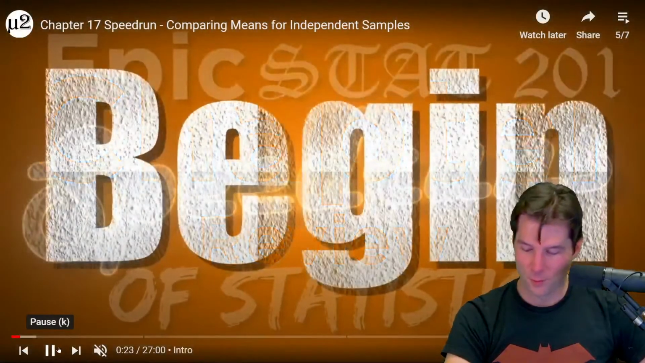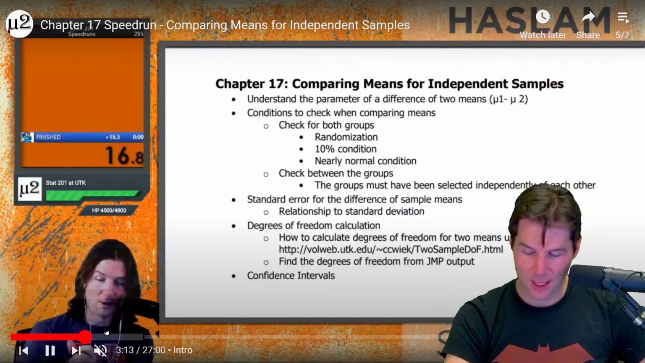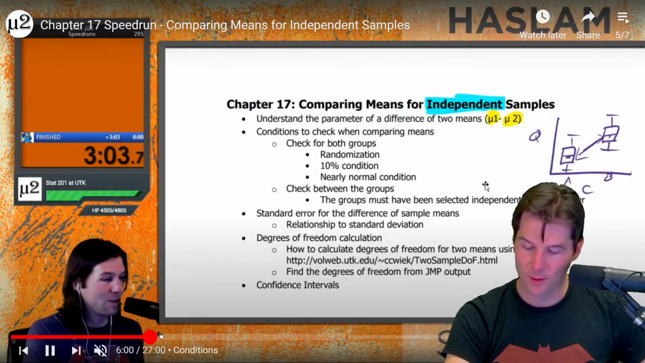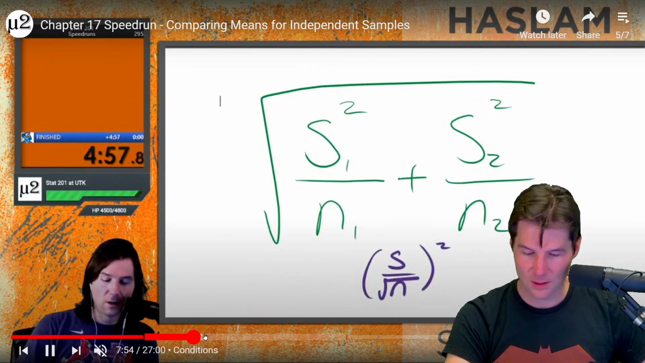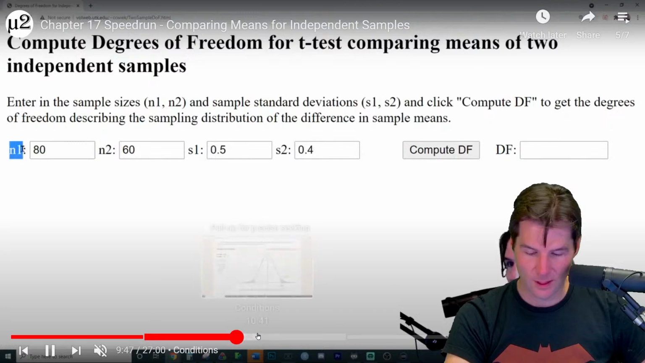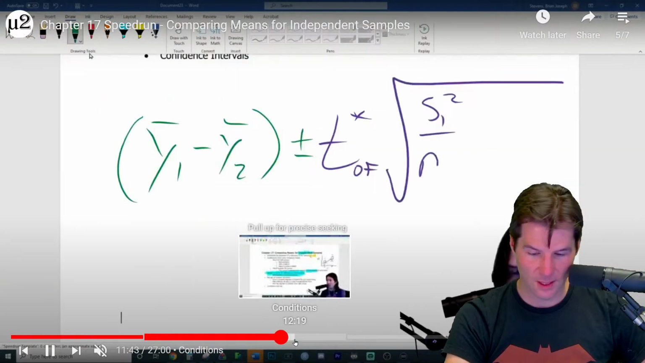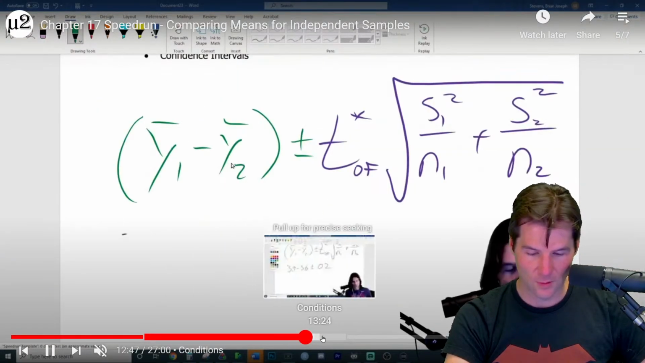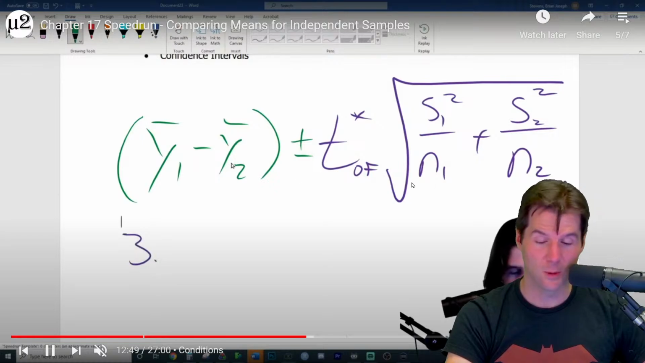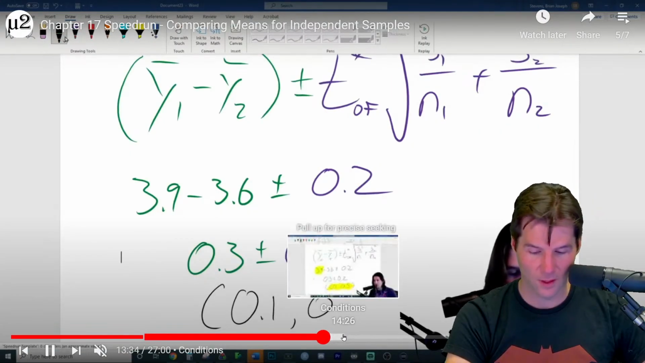There you go, begin. And you can see all the topics you need to know, going through them, talking about how we compare independent means, showing the standard error formula, showing the degrees of freedom formula, showing the t-interval formula with this is the estimate, this is the margin of error, so I'm breaking it apart via that.